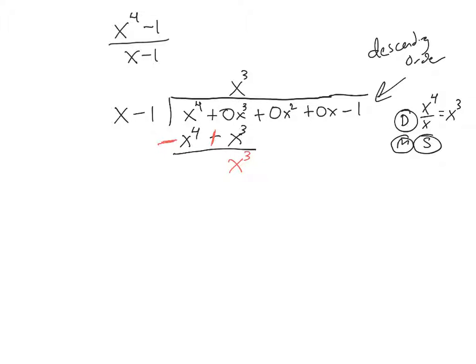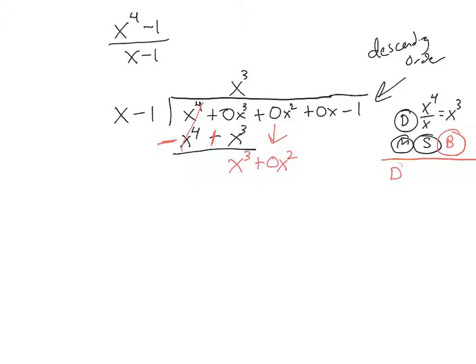All right. These guys cancel. They're always going to cancel. And then we bring down our next term, which is plus 0x squared. That was the next thing to do. Bring down. All right. So we went through that cycle and we repeat the cycle again.